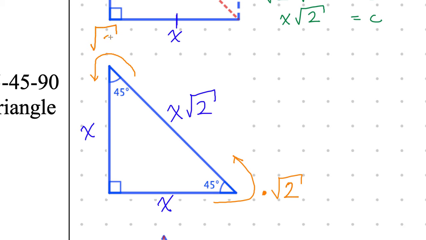So, square root of 2, what operation am I going to be doing in order to get rid of a square root of 2 from x square root of 2 to just normal x? It's not multiply anymore. Who has it with the quiet raised hand?